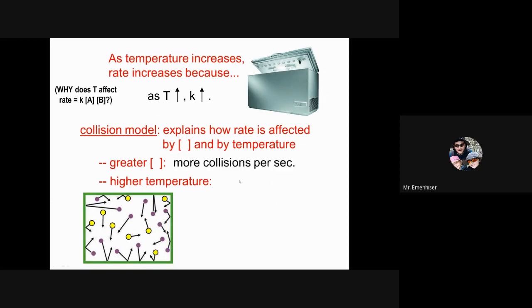And we'll talk about the collisions. All right, so when you have more concentration, you have more collisions per second. So if you have more stuff in there, more concentration, more ions in solution, you're going to have more collisions per second at that higher temperature. And that's what makes the rate of the reaction happen. You will have more collisions that are successful in producing a product.